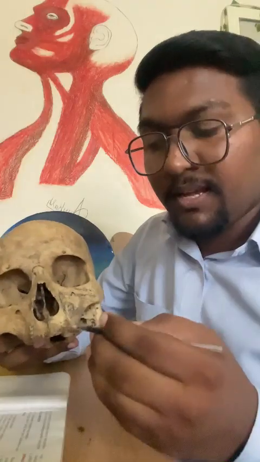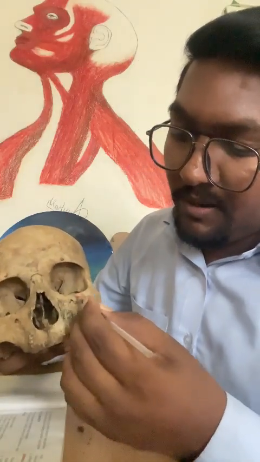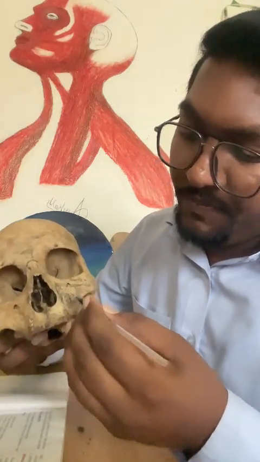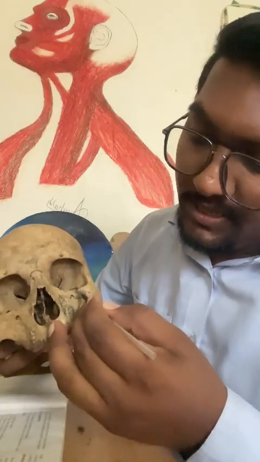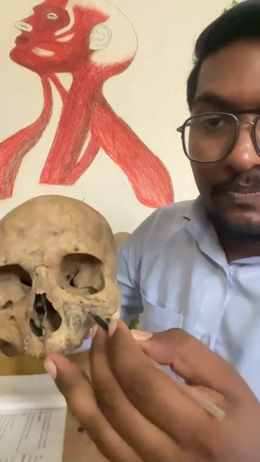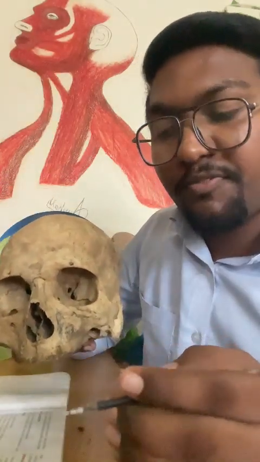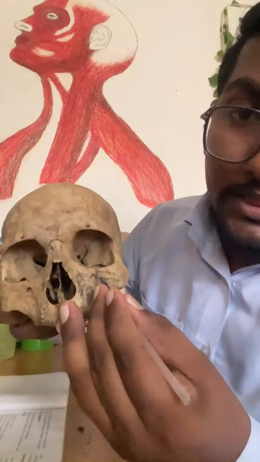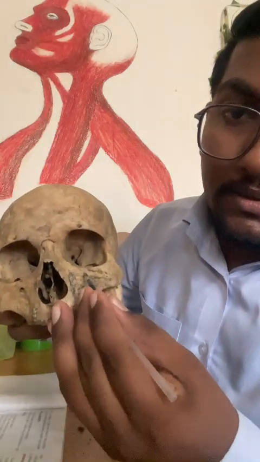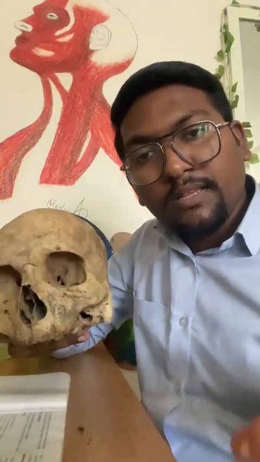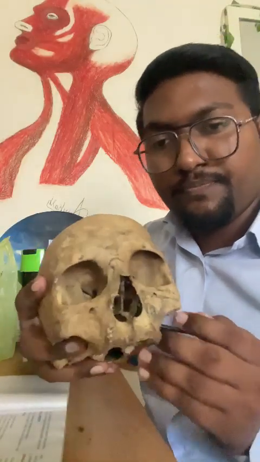Above the foramen there is a margin, the anterior orbital margin. Between the orbital margin and this foramen, there is one muscle that originates from this area, particularly this area. That is called the levator labii superioris. Levator labii superioris muscle.